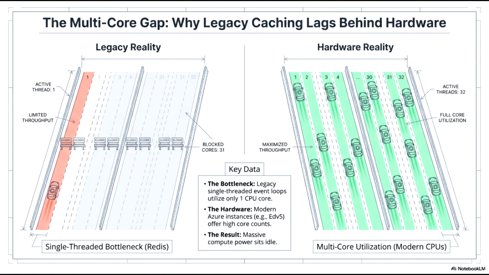On the right, we contrast this with the hardware reality. Modern infrastructure, such as Azure E5 v5 instances, provides high core counts designed for massive parallel processing. When software is architected for multi-core utilization, every lane of the digital highway is open, maximizing throughput and ensuring full core utilization. The key takeaway is that legacy single-threaded models leave vast amounts of expensive compute power on the table, failing to leverage the true potential of today's high-performance server hardware.